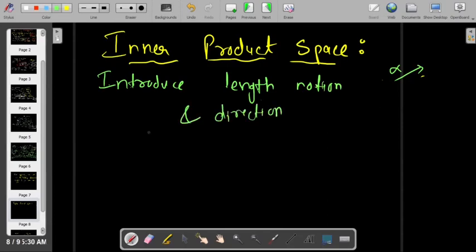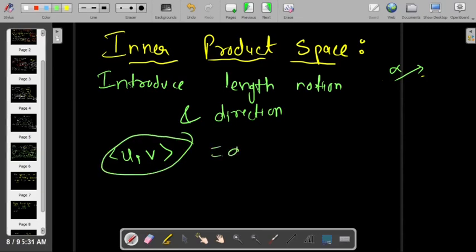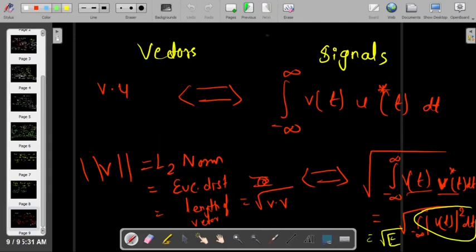Right? So inner product is denoted like this: the inner product between two vectors u and v is written like this, okay? And there are some properties of inner product space as well, which you can also Google, and I will provide the link in the description if you want. This inner product, for signals, we will call the inner product. And what is the definition of that? Let's see that first. I am just deriving one analogy or difference between vectors and signals, so that things become more clear.